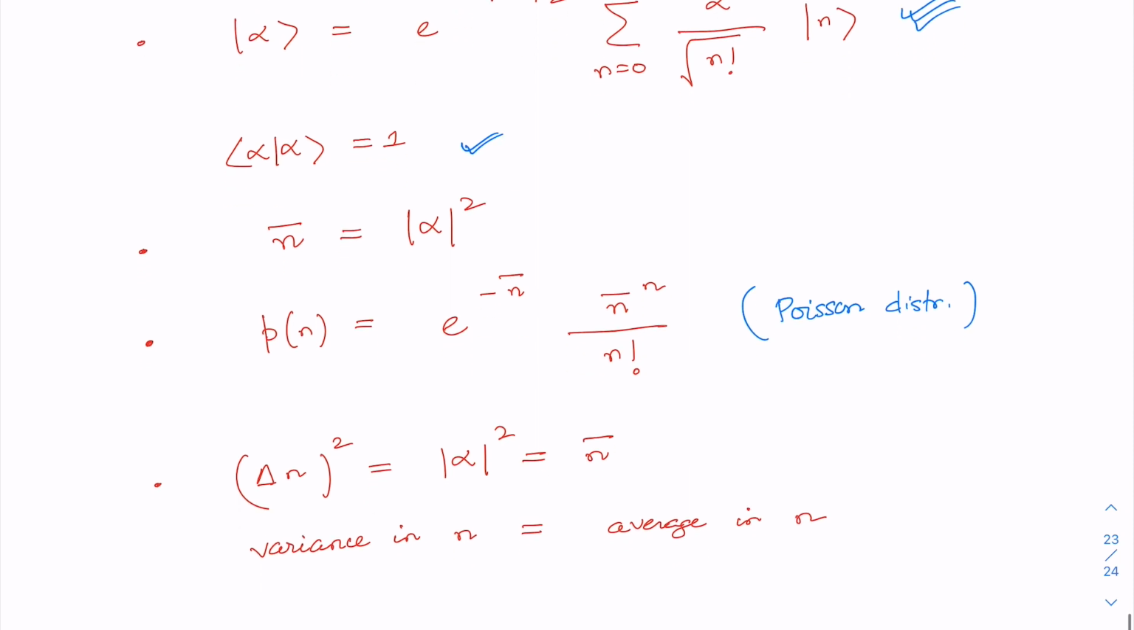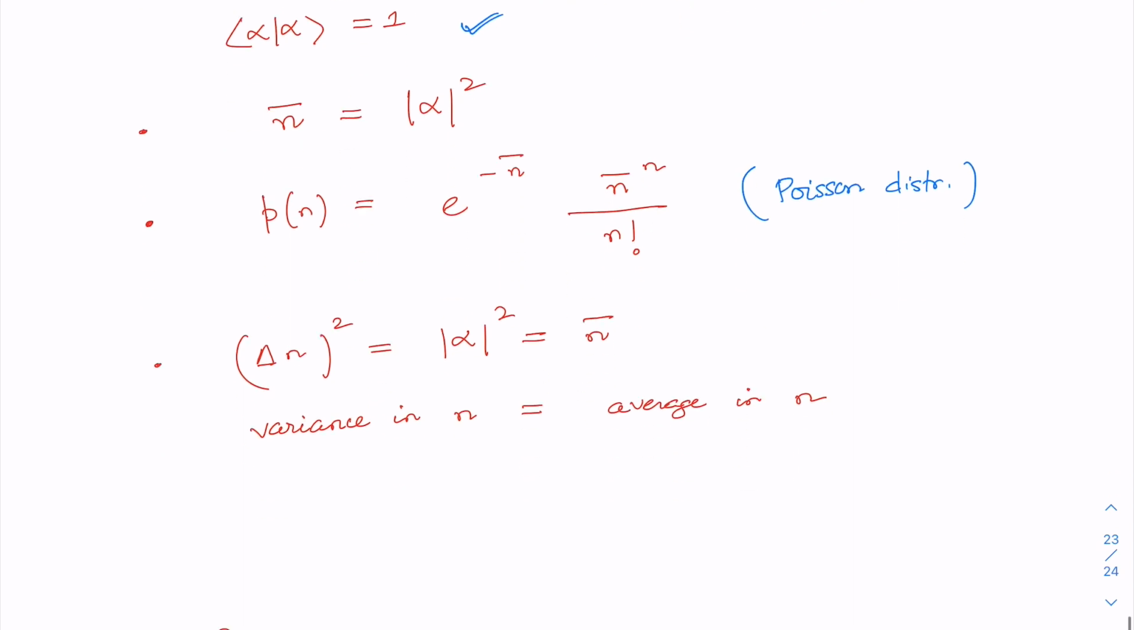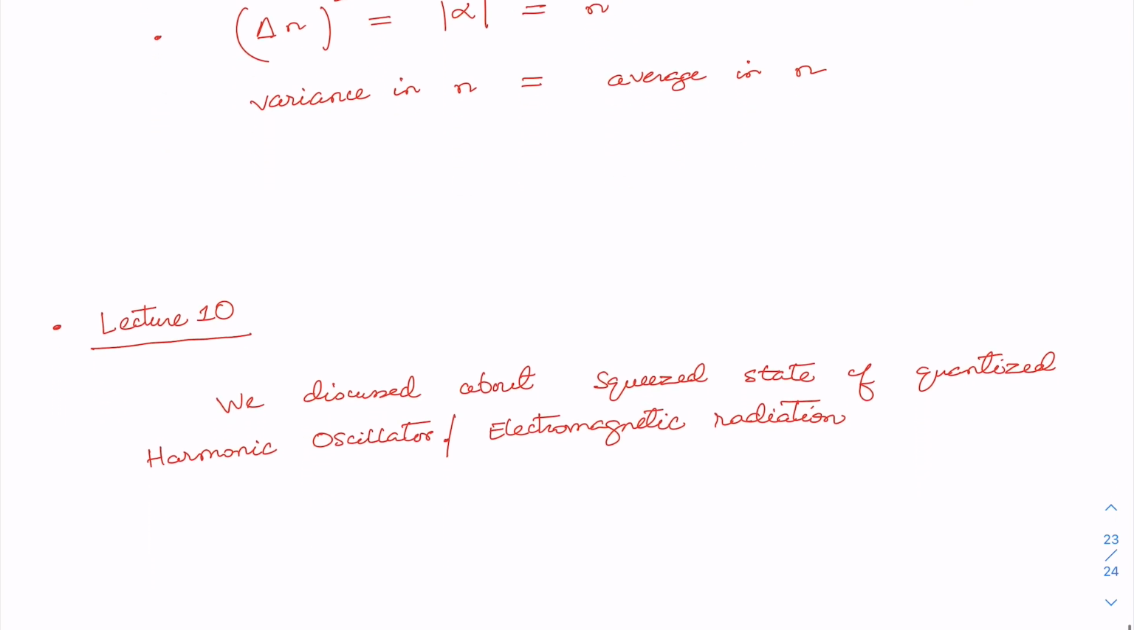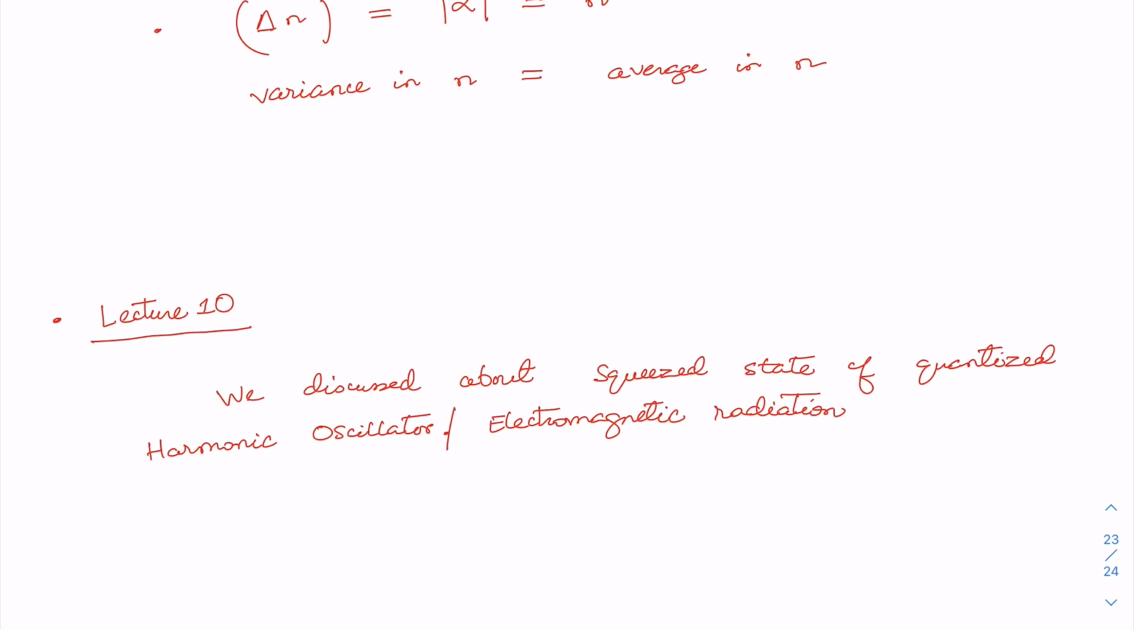And we found that the variance in the number of quanta, or number of photons, is equal to the average number of photons. Of course, this is one of the characteristics of the Poisson distribution. Then today in this class, we discussed squeezed states of the quantized harmonic oscillator or electromagnetic radiation.